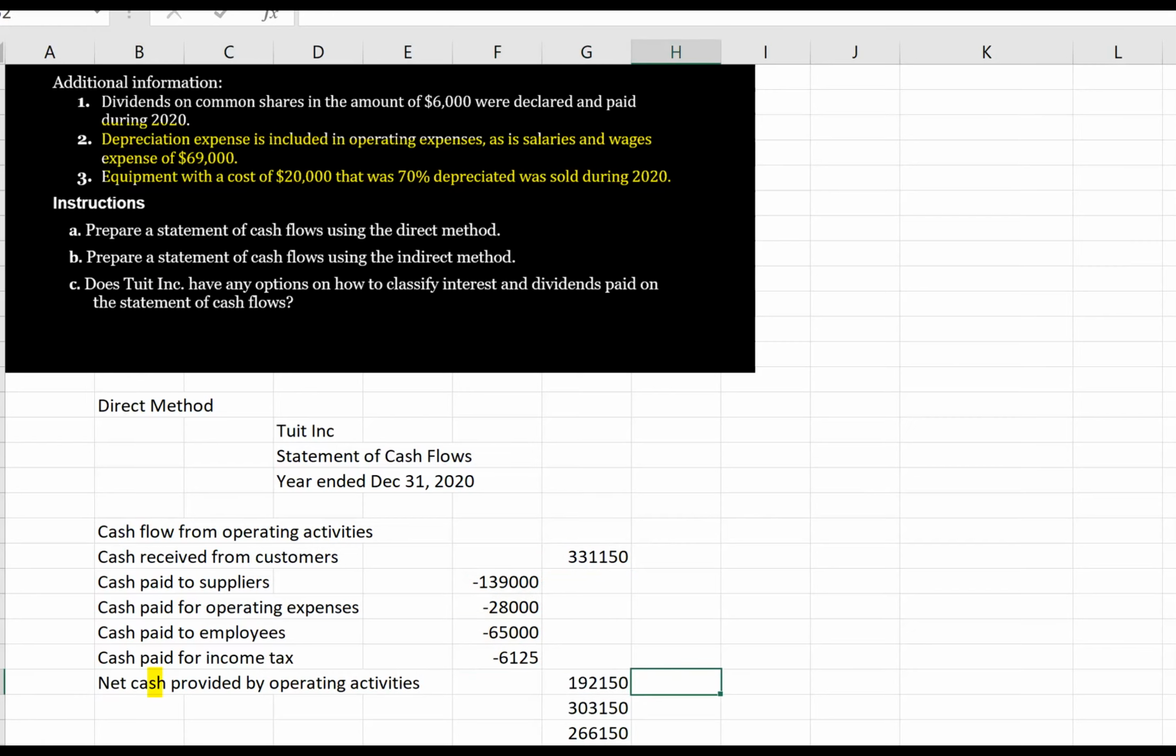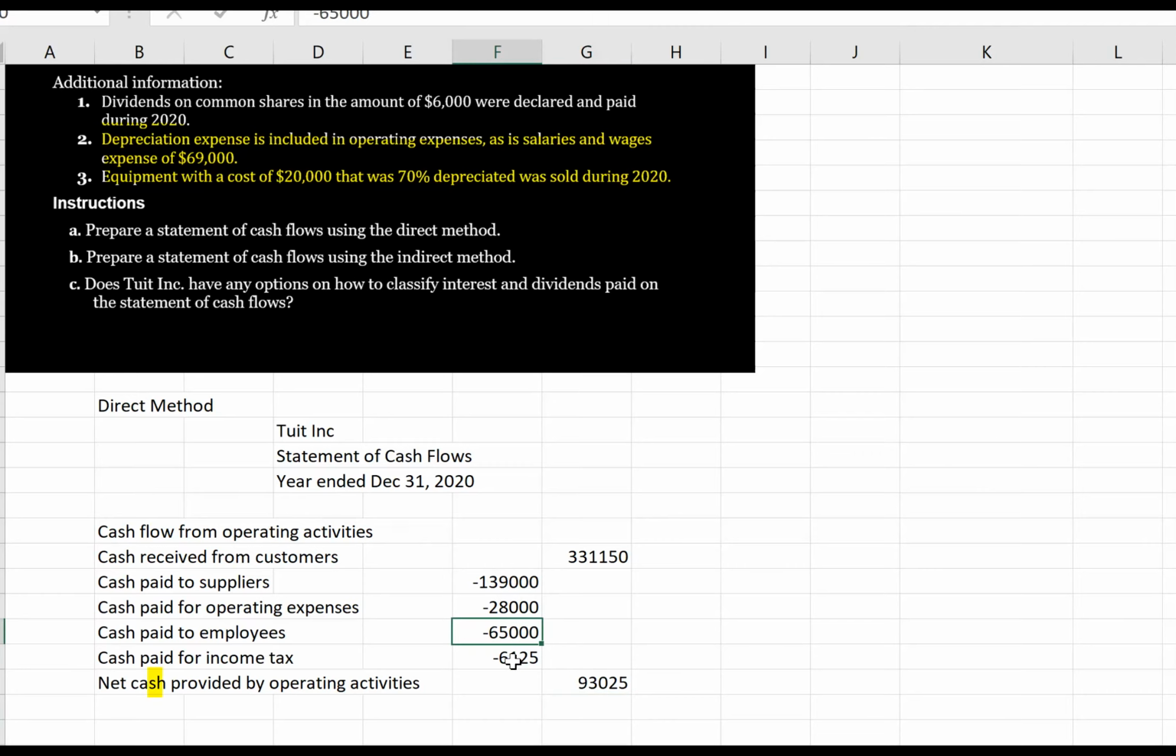Oh, it didn't like that. Okay, let's do that properly. So we're going to have this plus these ones here. Okay, so we've got net cash provided by operating activities of 93,025. Let's just take a look at that. Okay, so we've got our 139, our 28,000, our 65,000.